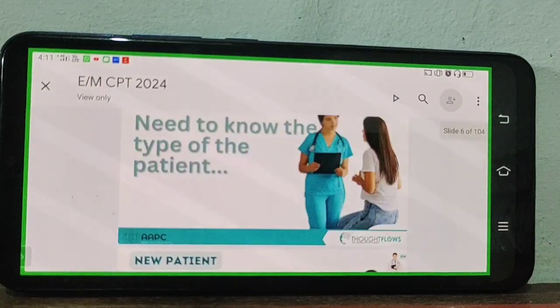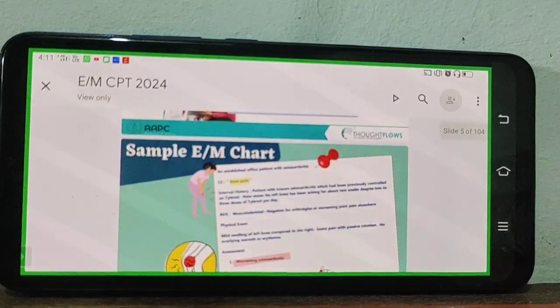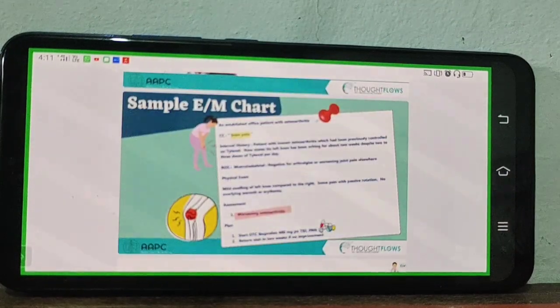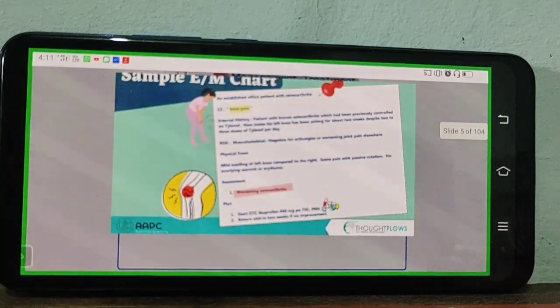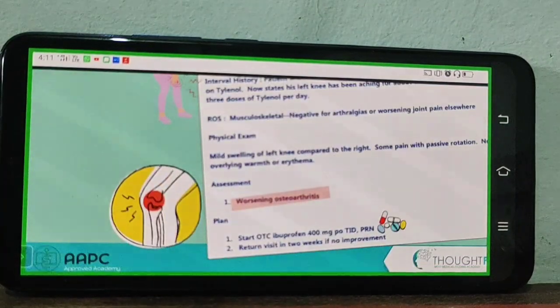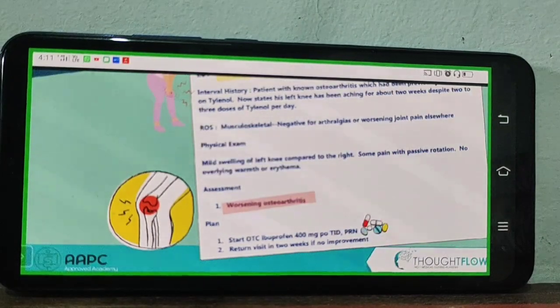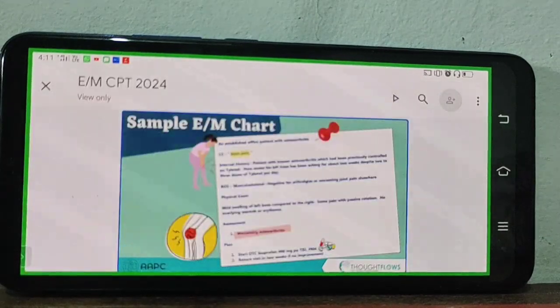Now, check the last thing. Plan. Start OTC. Here, the doctor gives an OTC. If OTC is given, that will lead us to the low level. So OTC is given here, and that's why it directly leads us to the low level.